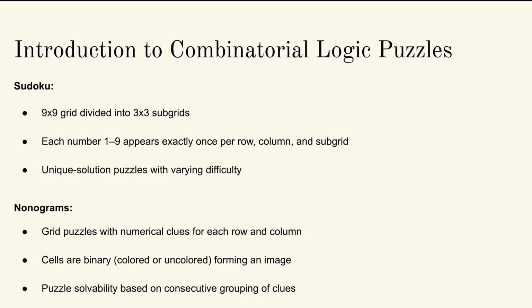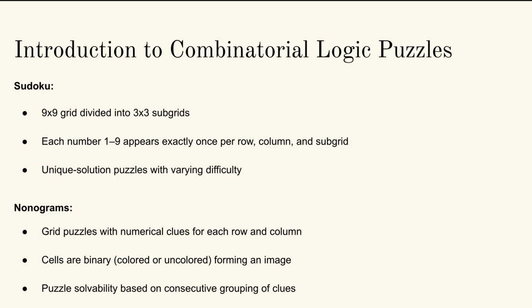First up, Sudoku is a 9x9 grid that's divided into 3x3 subgrids, and the rule is pretty simple. Each number from 1 to 9 must appear exactly once in every row, column, and 3x3 box. Sounds pretty easy, but the difficulty can escalate pretty fast. The goal is a unique solution that satisfies all of these constraints.